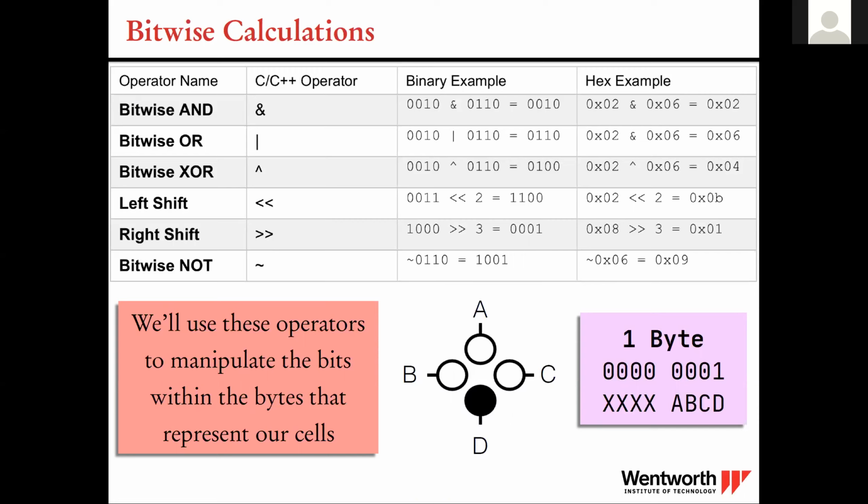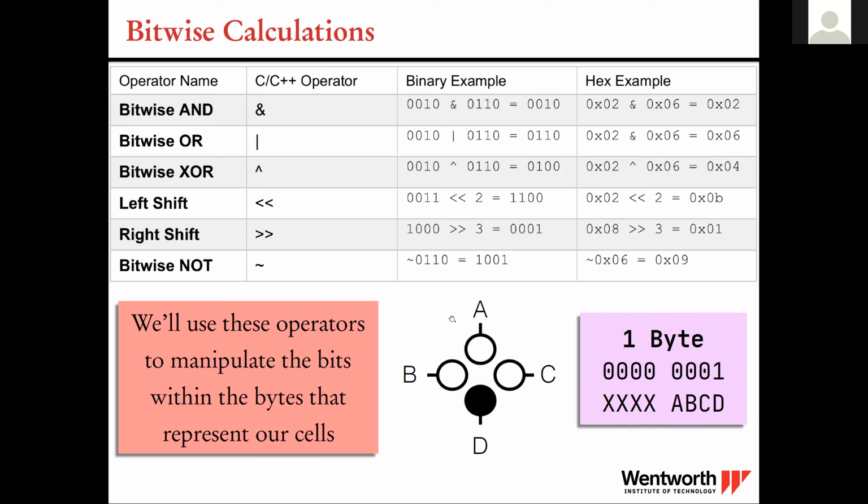So we're going to use these operators to manipulate the bits that represent our cell. I'm going to label it this way. So we have up is A, left is B, right is C, and down is D. So this particular cell with its 4 nodes would be represented in my code as a single byte that looks like this. The leftmost 4 bits, we don't worry about. We don't even need to think about them. The rightmost 4 bits are going to be A, B, C, and D.